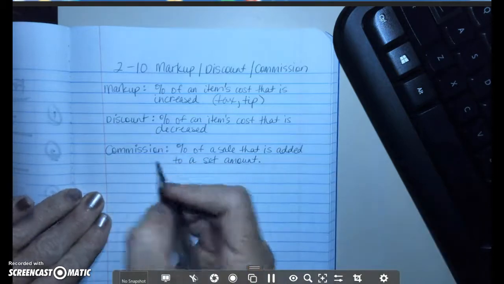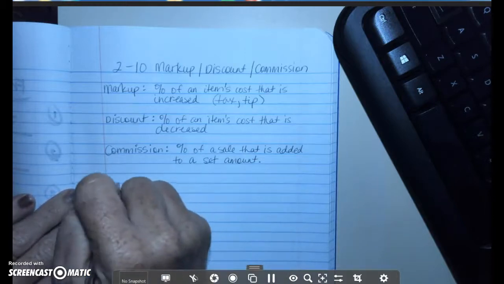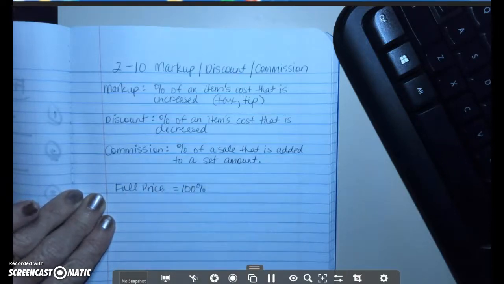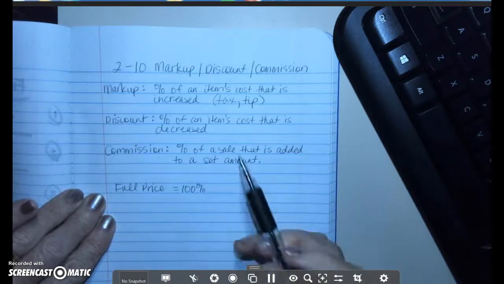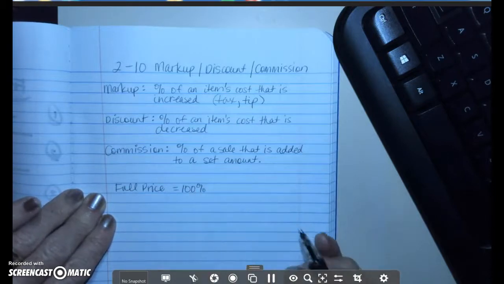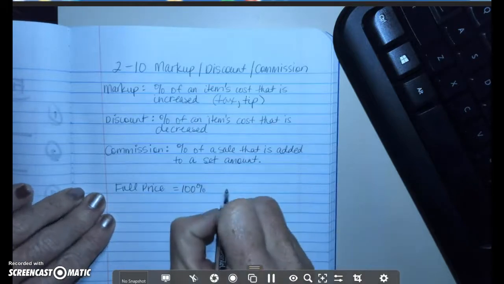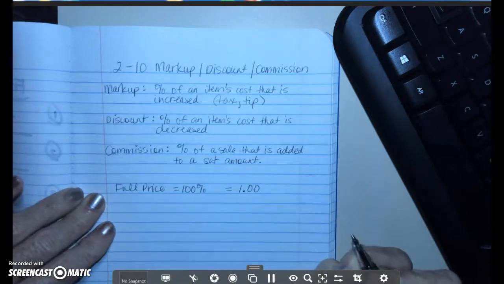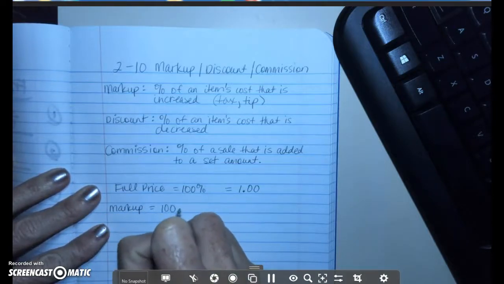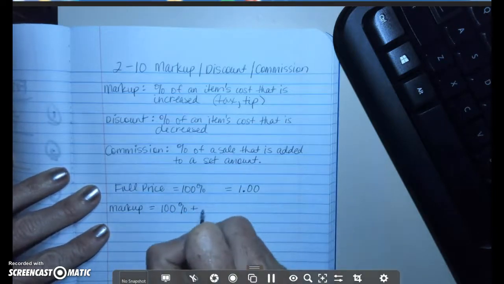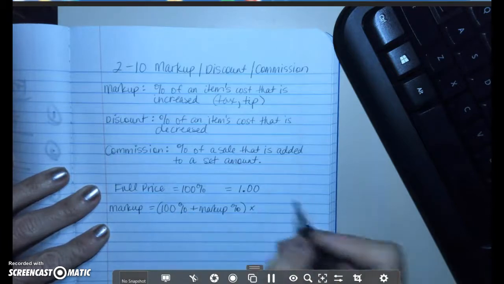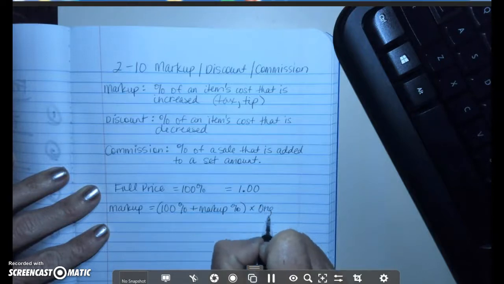Okay, so I want you to think about full price for something is 100%. Full price equals 100%. Marisol, if we have a markup, is it going to add to that percent? Or actually what I want to ask you is how do you write 100% as a decimal? 1, right? Equals 1.00. Perfect. Okay. For markup, you're going to have 100% plus the markup percent and you multiply that by the original amount or price.